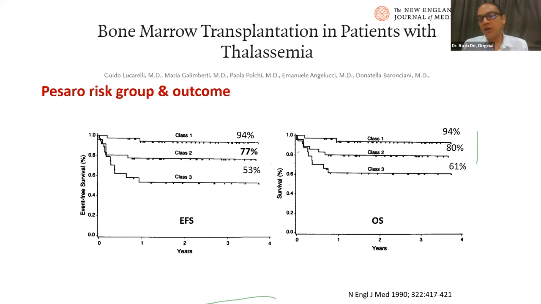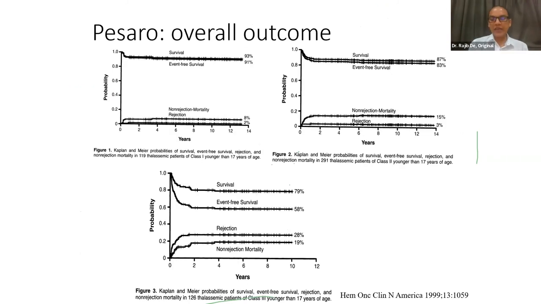So transplant cannot be a magical process if we don't manage thalassemia properly. If we don't do proper transfusion, if we don't chelate properly, then the outcome of transplant is not good. So basically, we need to treat the thalassemia from the beginning, so that the patient remains in class 1 or class 2, and then the full advantage of transplant will be achieved. Now by altering the conditioning regimen, we can have a good outcome even in class 3, but we should try to keep the patient in class 1 or 2 by proper non-transplant management, and then we can get the actual advantage of transplant.